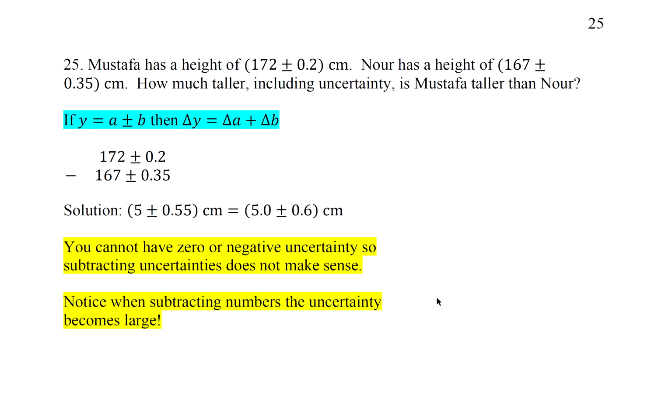Question 25. Mustafa has a height of 172 plus or minus 0.2 centimeters. Noor has a height of 167 plus or minus 0.35 centimeters. How much taller, including uncertainty, is Mustafa than Noor? This is what you do. Just understand how to translate a word problem into an equation.